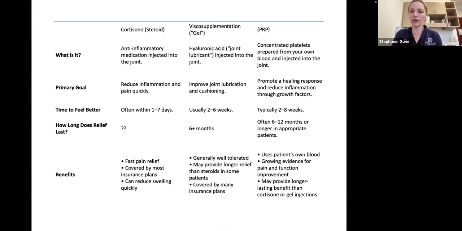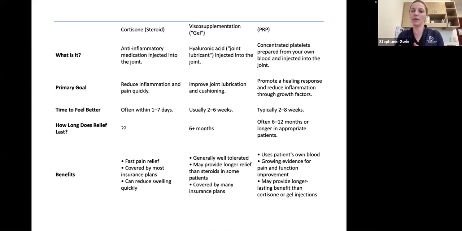So again, cortisone is a steroid. It's an anti-inflammatory medication that's directed into the joint or the tendon. Visco supplementation or gel shots are high molecular weight hyaluronic acid, which is why we just call it gel. And basically, those are really fat molecules that lubricate the joint, grease the wheels. I say keep the knee happy. PRP, we talked about what that is.